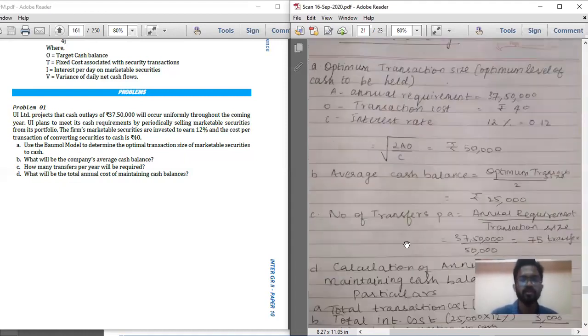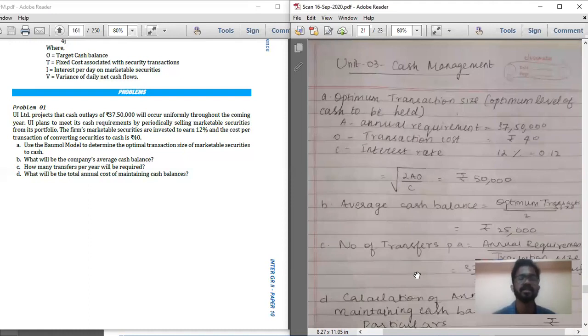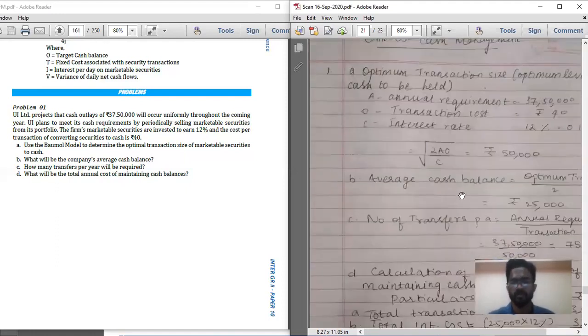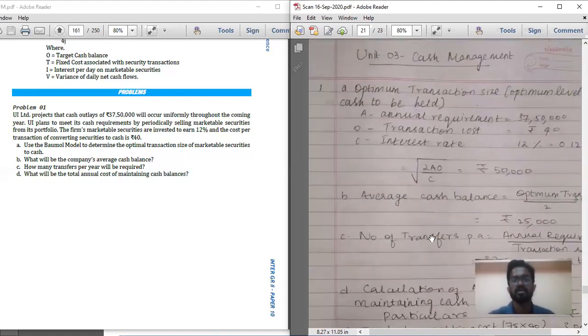So using this, we should calculate the answer using the formulas. Now put that in unit 3. Unit 3, cash management. Problem number 1, small a, optimum transaction size.